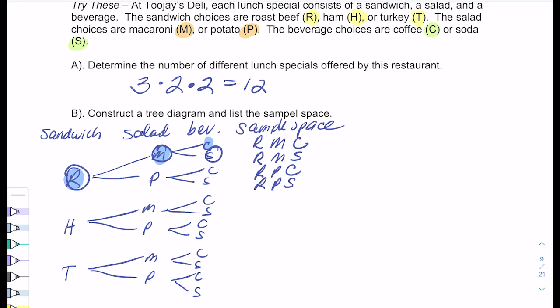And I'm going to move down now to the H's. You could just go straight across. You could get a ham sandwich, macaroni, and coffee. Or you could do ham, macaroni, and soda, and so on.